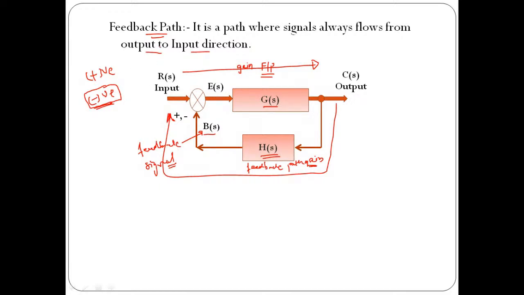So what is feedback path? When the flow of signal is from output to input, then it is called as feedback path. So B of S is called as feedback element, H of S is called as gain of feedback path, G of S is called as gain of forward path. That is important. So this path is called as feedback path. I hope this point is clear to everyone. I want everyone to draw this structure and note down what is the meaning of this feedback path.